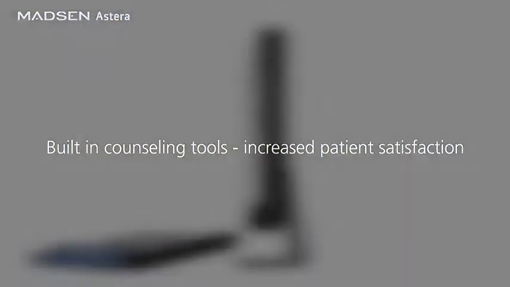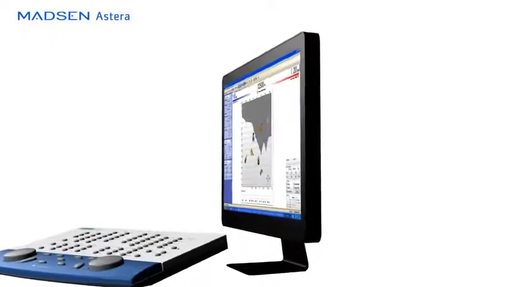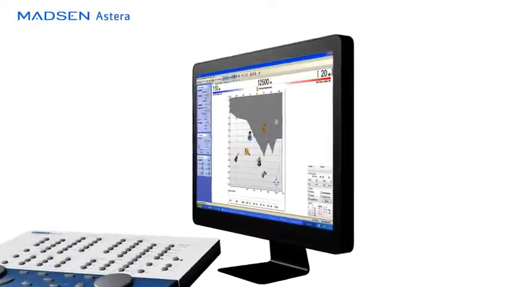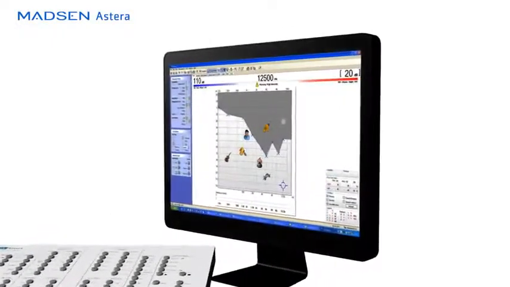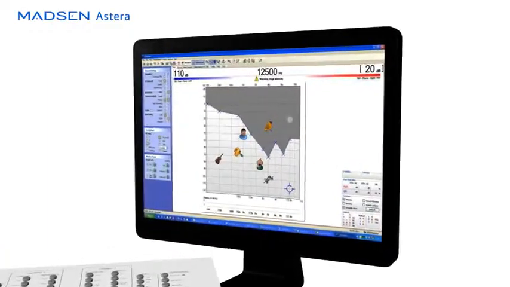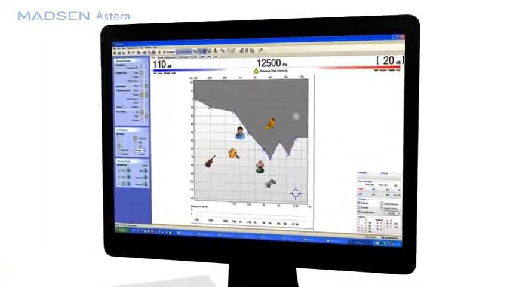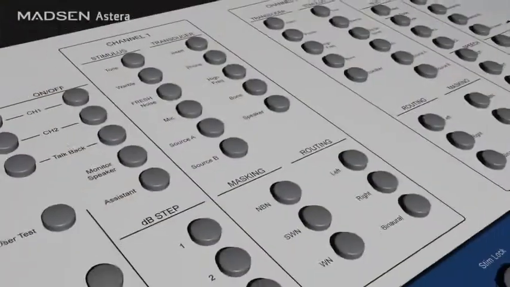An older gentleman the other day said, it's really just the birds. And so after I explained the speech banana and what he's looking at, I pulled up the icons and he said, there it is. And that's why I can't hear, because it's above my hearing thresholds. So he understood after I explained it to him. So visually having the counseling tools to show them on the audiogram is very helpful.